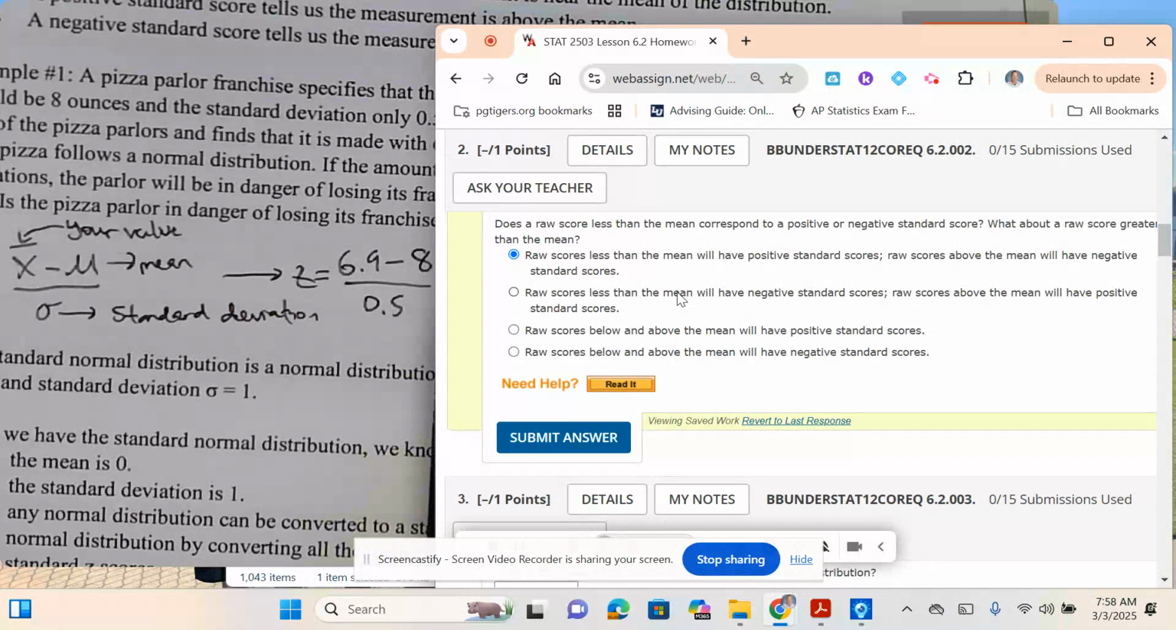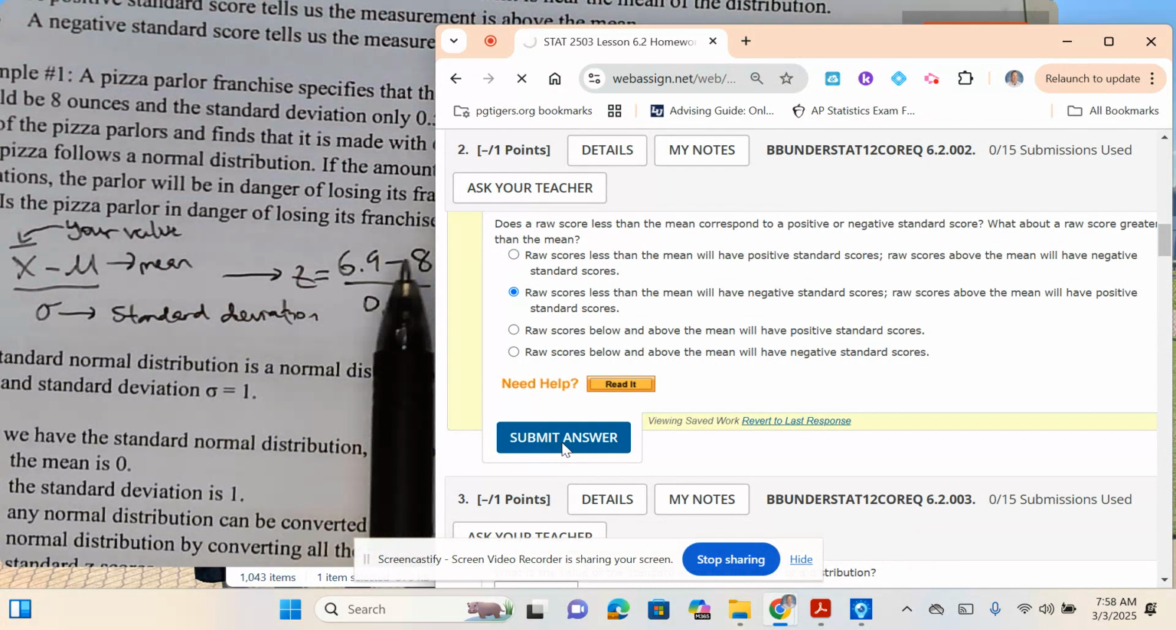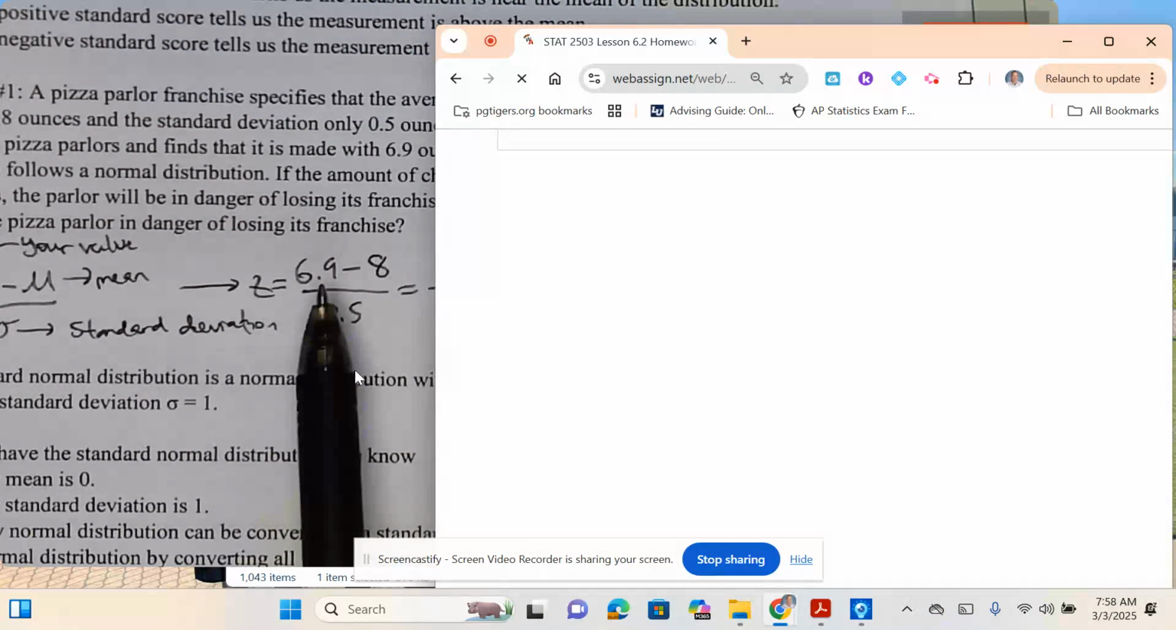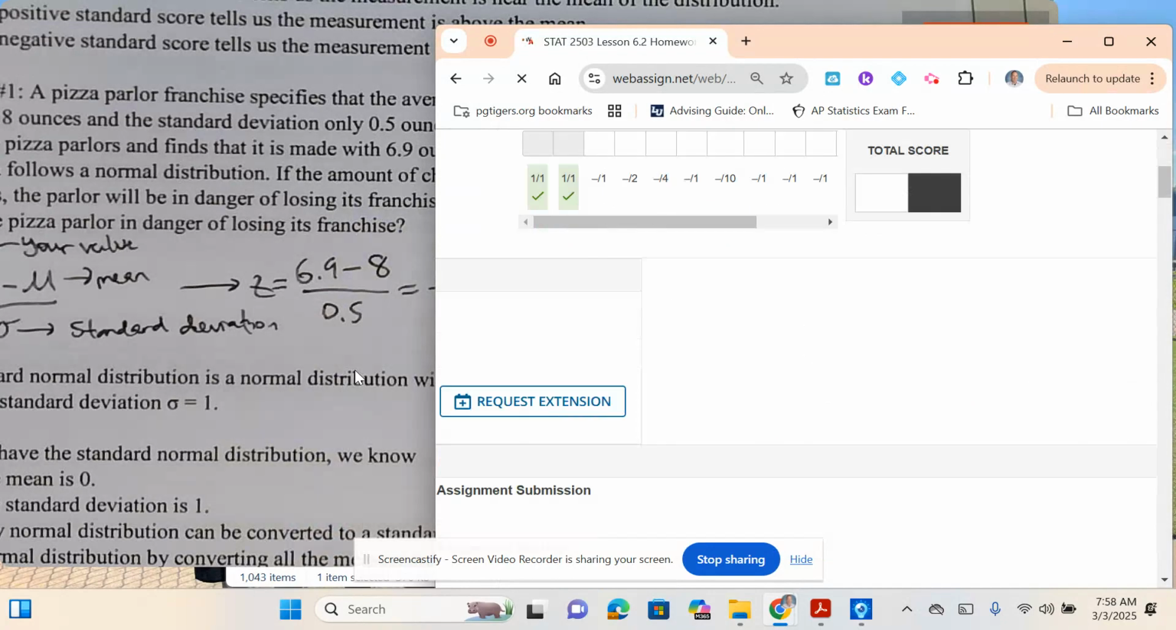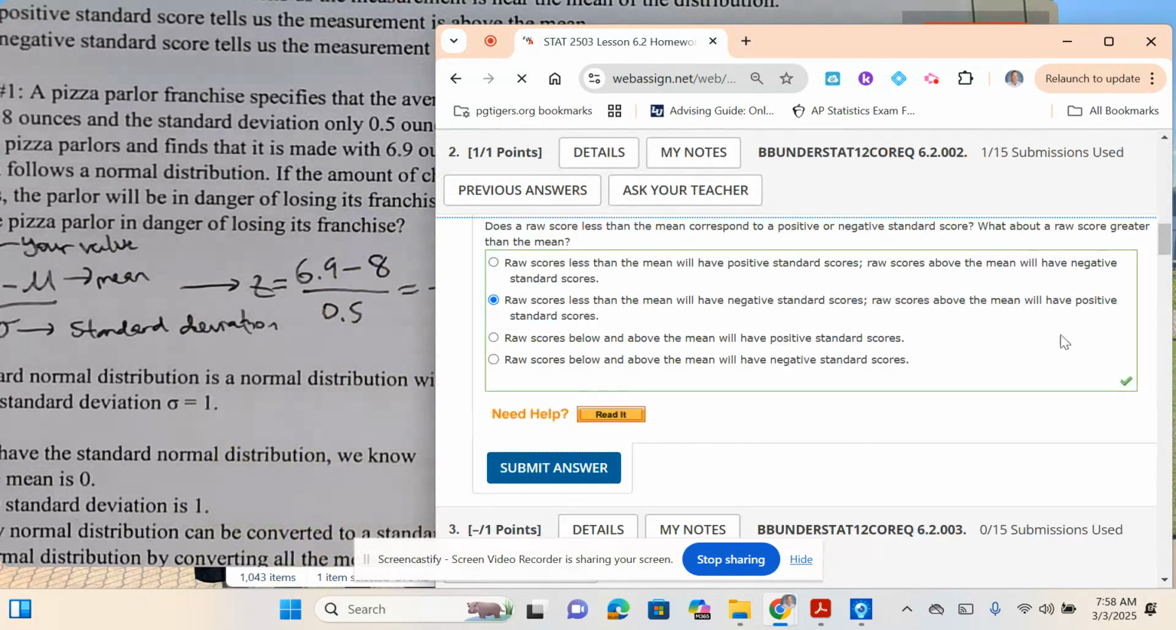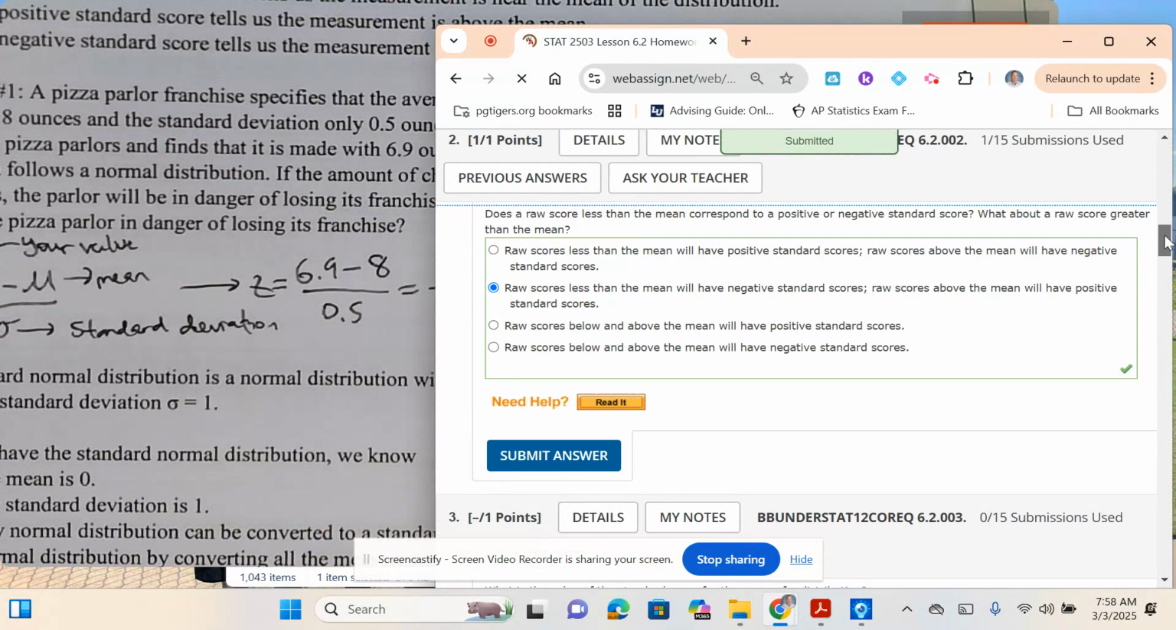So a raw score less than the mean will have a negative z-score. A raw score above the mean will have a positive z-score. If it's less than the mean, it's going to be negative. That means it's below, so many standard deviations below. If it's positive, that means so many standard deviations above.